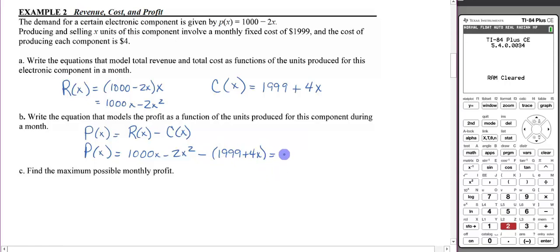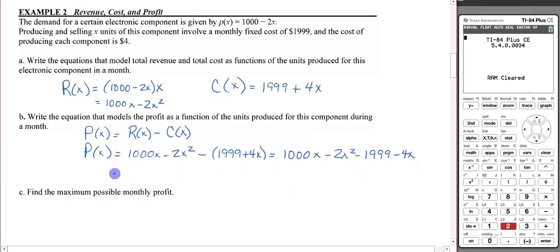When we simplify that, we have 1,000x minus 2x squared minus 1,999 minus 4x. Now we have some like terms we can put together. So we'll have negative 2x squared plus 996x minus 1,999.